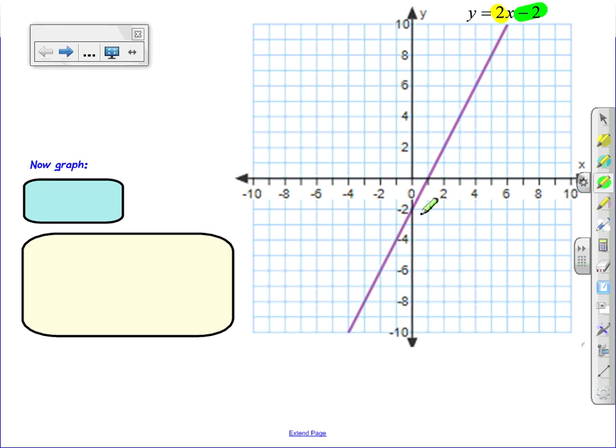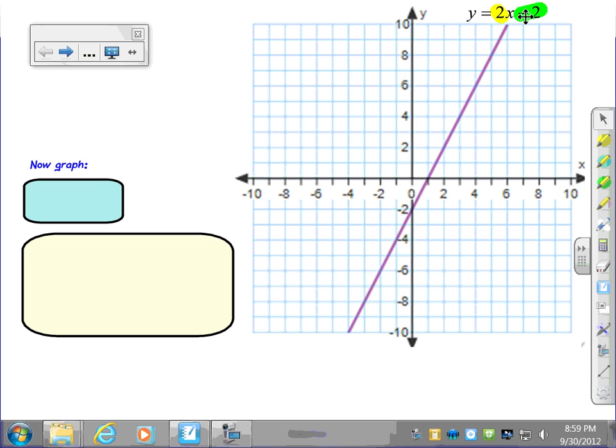But it's also a transformation of the graph y equals x. If you think about what this minus 2 means, it means it's the original graph, y equals x, but it's been moved down 2. And what this multiplier of 2 is simply saying is that there's been a stretch. And so we can look at it both ways.